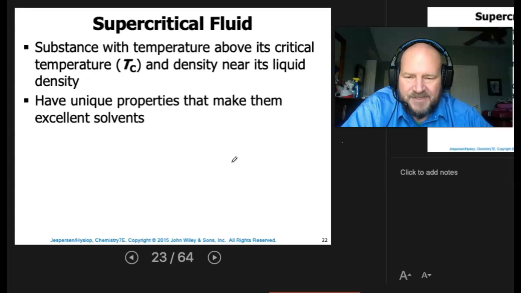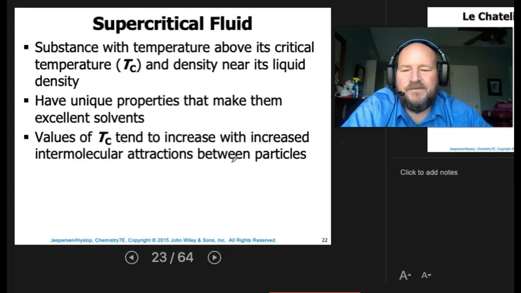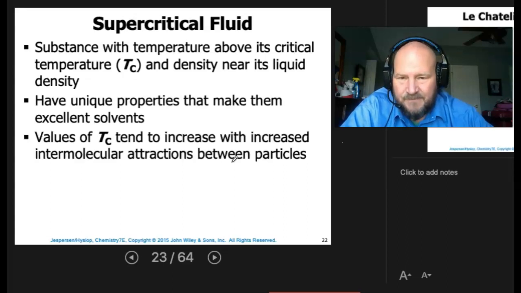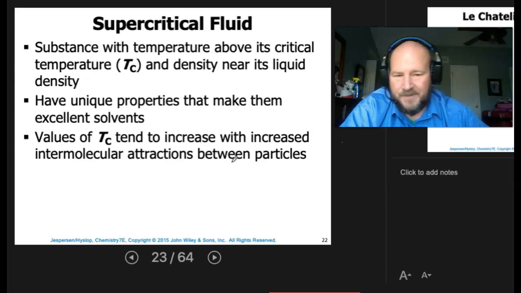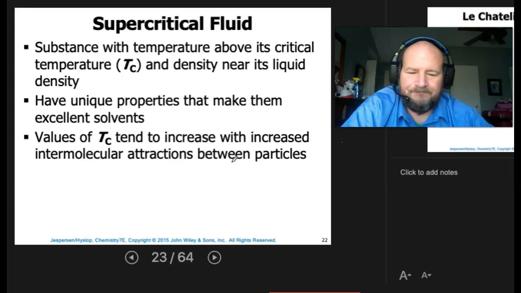They have unique properties that make them excellent solvents. Values of the critical temperature tend to increase with increased intermolecular interactions between particles. So it's just following exactly what we'd expect of a boiling point, right?